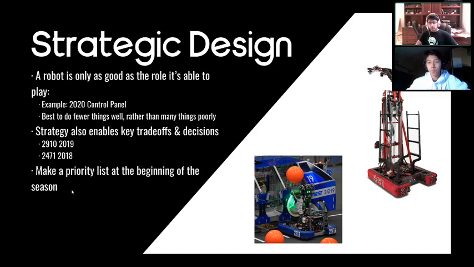So, strategic design. We've covered some of the mechanisms, but a robot's only as good as the role it's able to play. For example, in the 2020 game, there's a game piece known as the Wheel of Fortune. I mean, the control panel. We called it the Wheel of Fortune because it looked like one.